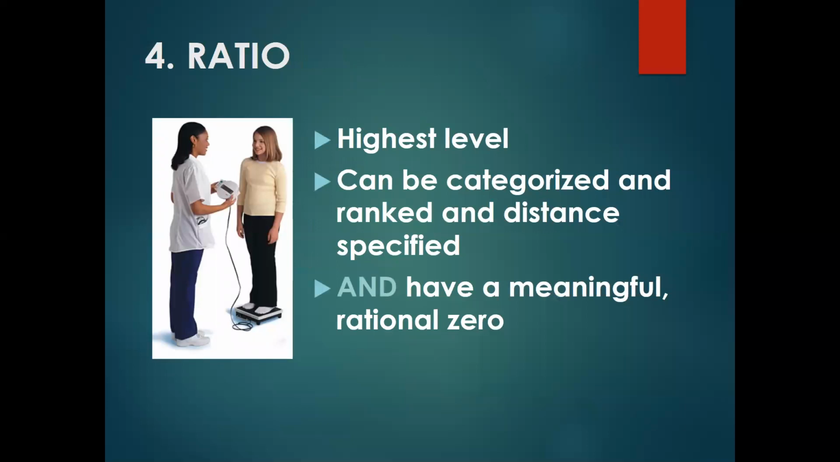And finally, ratio is our highest level of measure, and this is categorized because it can have a meaningful and rational 0, and ranked, and distances between each measure are considered equal and known. And so this is usually what we think about measuring. When we use, for example, a yardstick, that's a ratio measure. When we use a tape measure, that's a ratio measure. A scale is a ratio measure that we weigh on. So the most scientific measures are considered ratio, and these are the highest levels that we have.